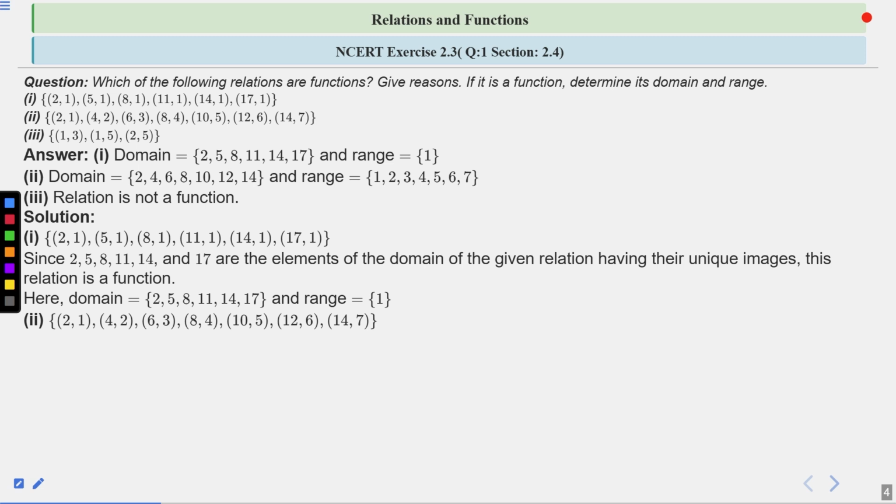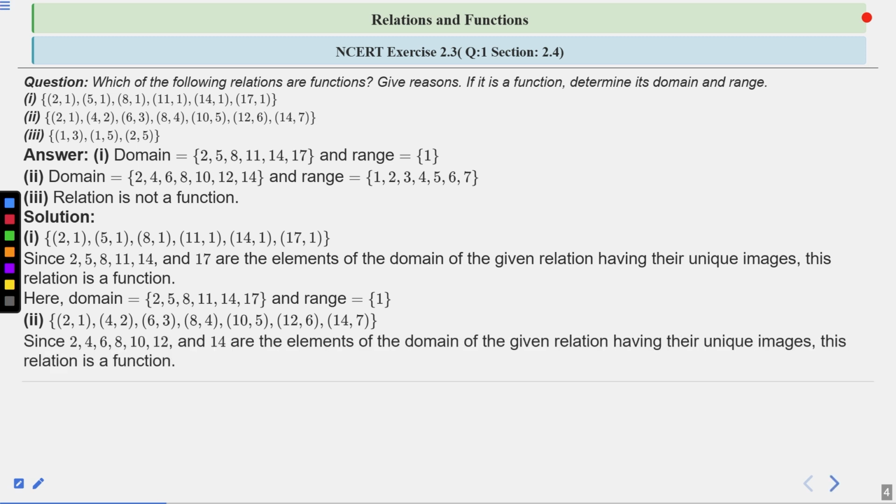Now for second, this relation is given to you in roster form with these 7 ordered pairs. Now if you observe that all these elements of the domain have unique images, so this is also a function. Clear?